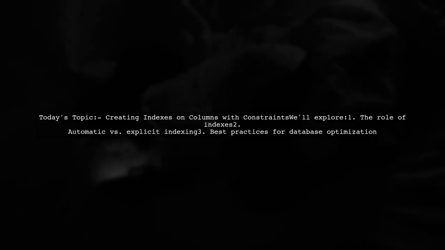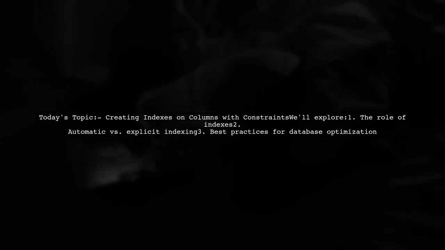Today we're tackling an intriguing question that many learners encounter. Our viewer asks about creating indexes on columns where primary key or unique key constraints are already present.